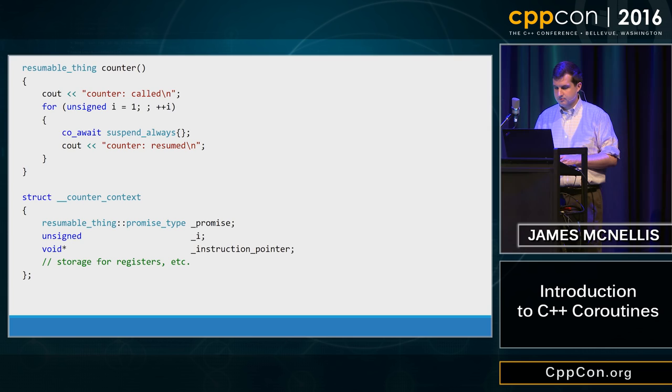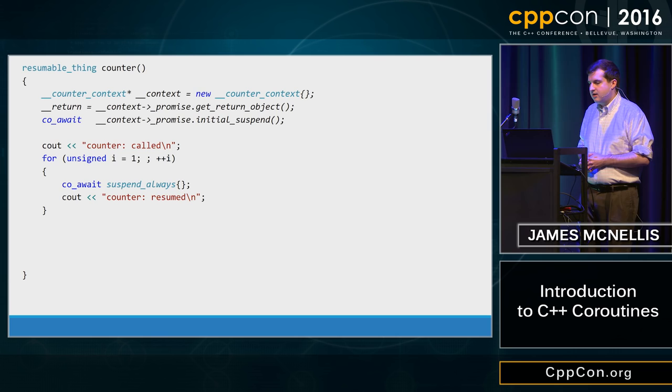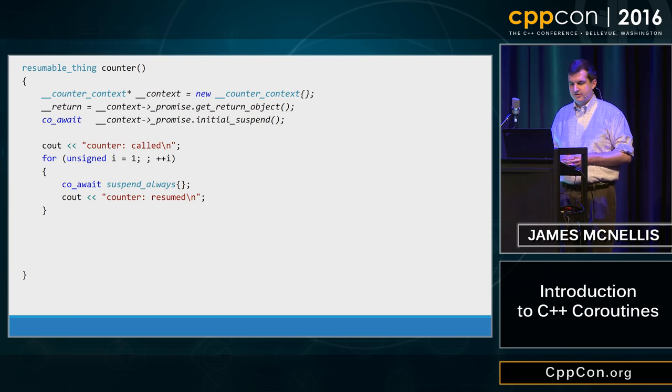And then the compiler is going to inject some code into our counter coroutine. So at the beginning of the function, or the coroutine, it's going to construct a new instance of that coroutine context using operator new. It's then going to get the return object, the resumable thing, and it's going to do that by calling getReturnObject, and it's going to store it wherever the caller expects it to be. And then it's going to call that initial suspend function, and it's going to co-await on that. So if, for example, we used suspend always, that would cause us to suspend immediately. If we use suspend never, then that means we'll just continue execution at that point. Then we'll enter the body of the coroutine, and it will execute as normal.